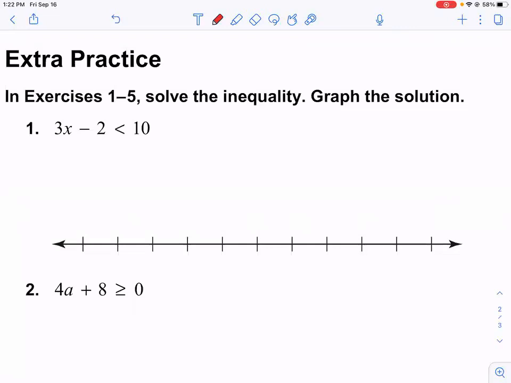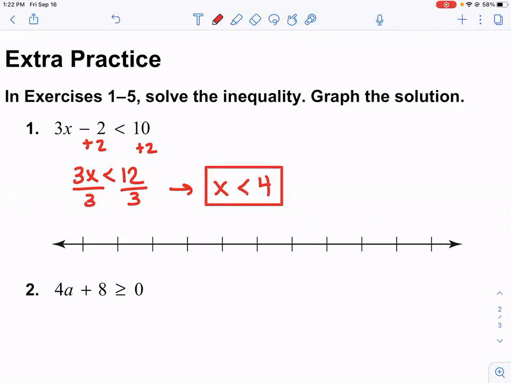So Peyton Wright, what would you do if you were in charge of this problem? Add 2 to both sides. So now we have 3x is less than 12. Okay, Amy, what would you do next? Oh, just divide by 3, because we want to keep the x, right? So we get that x is less than 4. So we will have an open circle at 4, and we will shade. Voila.